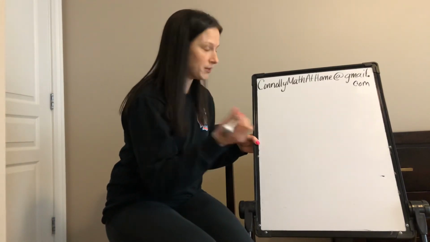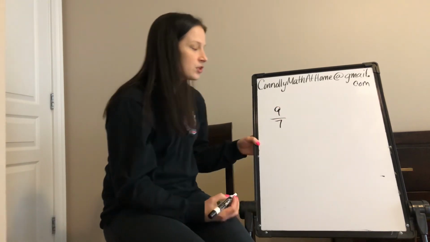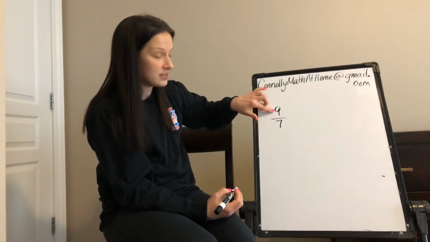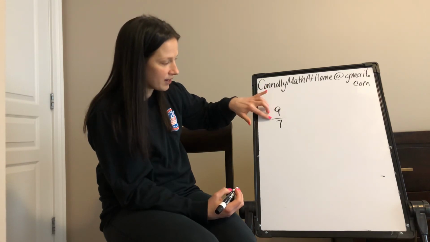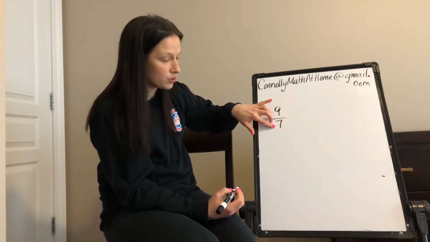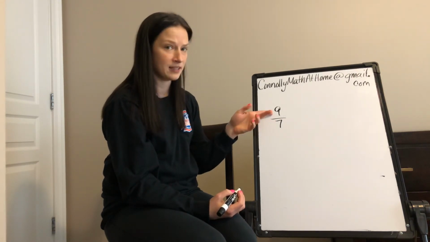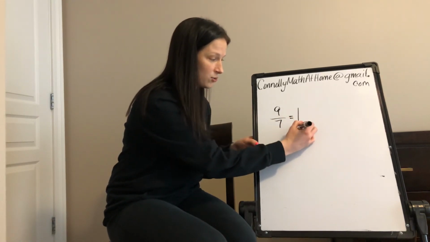And I just want to go a little bit over a whole because sometimes that can trip kids up a little bit. So let's think about 9/7. So same thing I was saying, the fraction bar represents division. 9 divided by 7. So students might be asking themselves, how many times does 7 go into 9? Well, I know 7 times 1 is 7. So that's 1 whole.